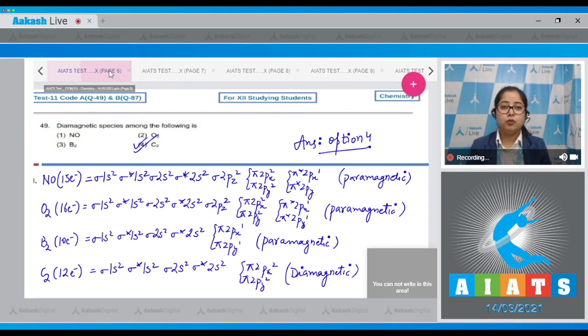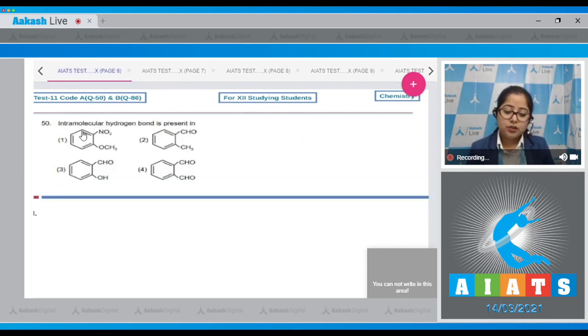Moving to the next question, which is question number 50. Intramolecular hydrogen bond is present in. Students, for this question we need to know that an intramolecular hydrogen bond is formed when a hydrogen atom is in between two highly electronegative atoms, that is fluorine, oxygen or nitrogen, present within the same molecule. In that case, we call it an intramolecular hydrogen bond. So, among the given options, in option number 3, that is ortho-hydroxybenzaldehyde, there exists intramolecular hydrogen bonding.